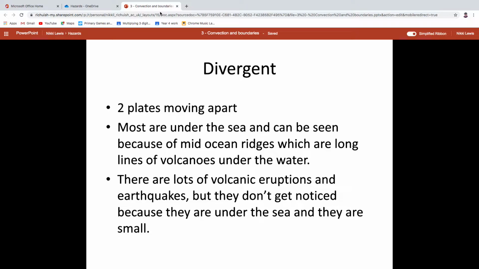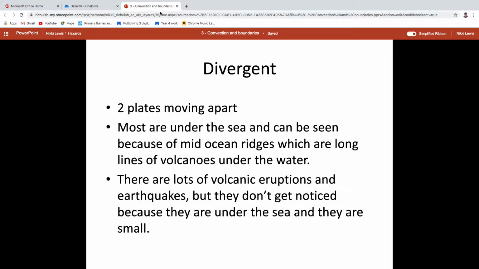Right. You may well call divergent plate margins constructive, and if you do, it's not the end of the world. We would rather you called them divergent, but it's not going to fail your geography A level. Okay, so what we mean by divergent is that the plates are moving away from each other.